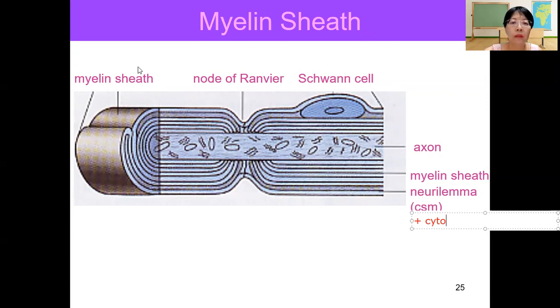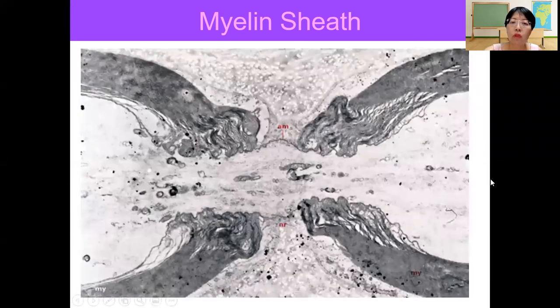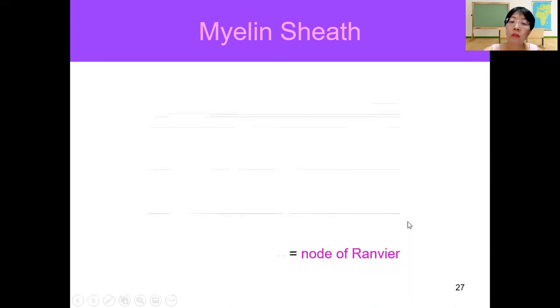Okay. So this is an electron micrograph showing you the node of Ranvier. So NR is node of Ranvier, where in this region the axon is totally not covered by myelin sheath. So therefore, this part can conduct the electrical impulse because ions can pass through the membrane here. Whereas the rest of the axon will be covered by myelin sheath, so it cannot conduct electrical impulse in this region of the axon, which is covered by myelin sheath.